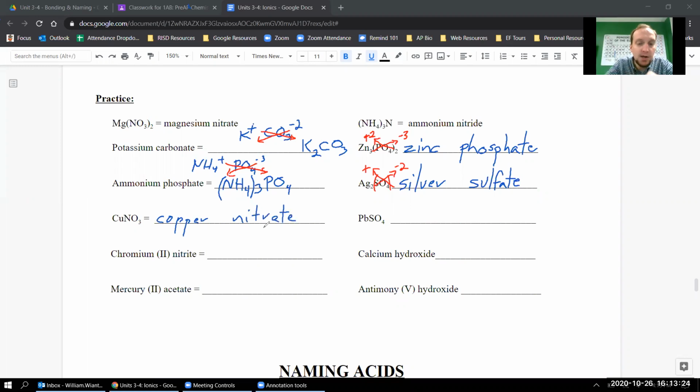All right, so we know it's copper nitrate. Copper is a transition metal, and it does require a Roman numeral. Remember, the only two transition metals that do not require a Roman numeral are zinc and silver, which we just did those two examples. So copper definitely is going to need one.